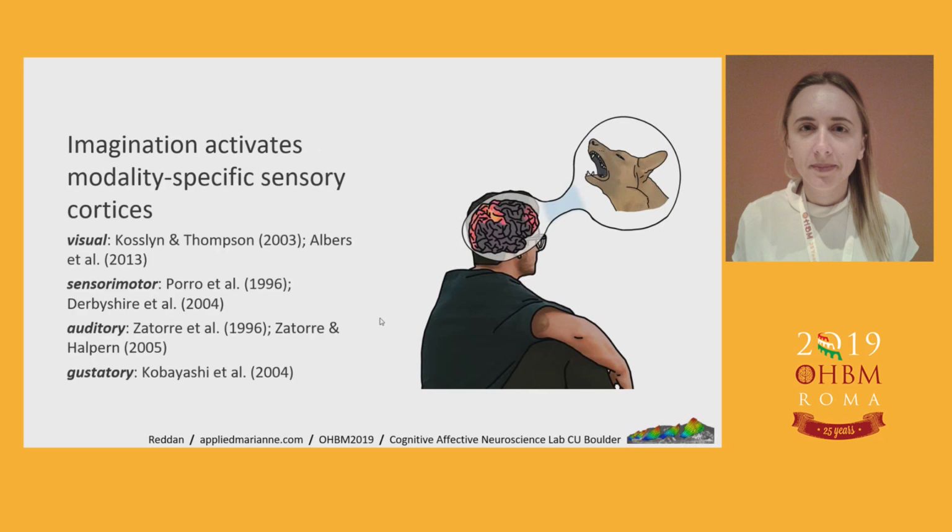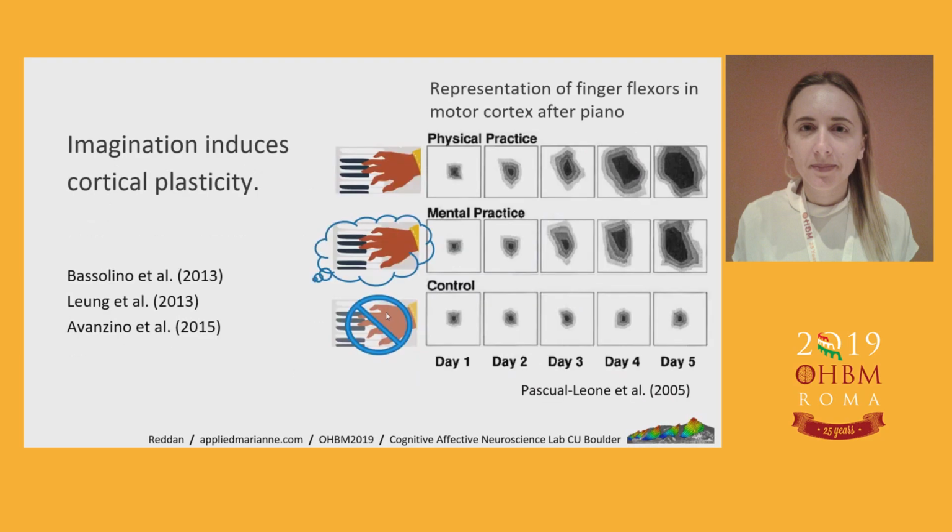Importantly, imagination actually activates modality-specific sensory cortices. So, for example, if you're imagining an image, there's activity in primary visual cortex. Imagination also induces cortical plasticity in sensory cortices and possibly other regions.